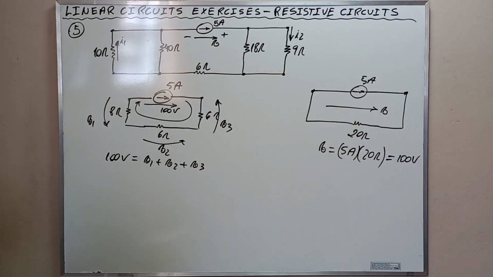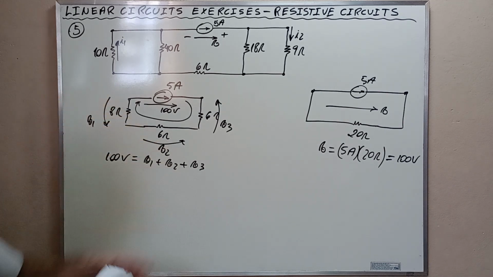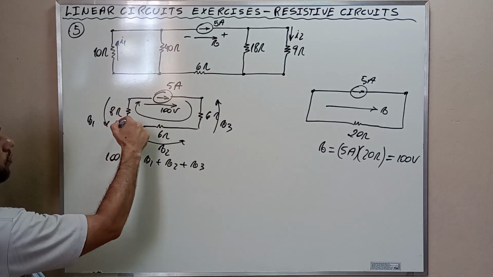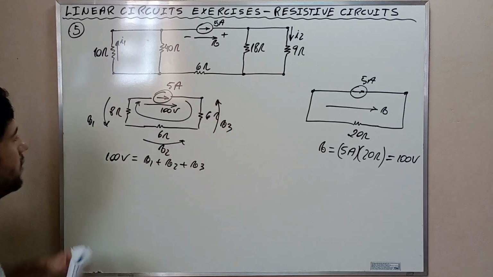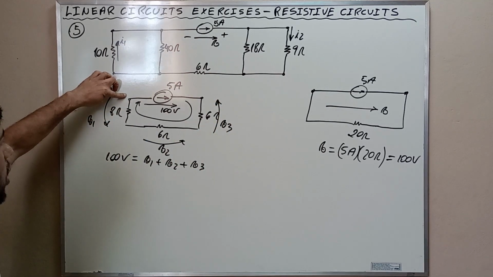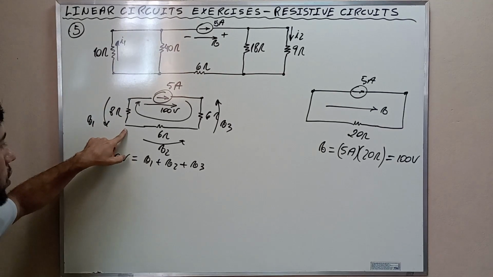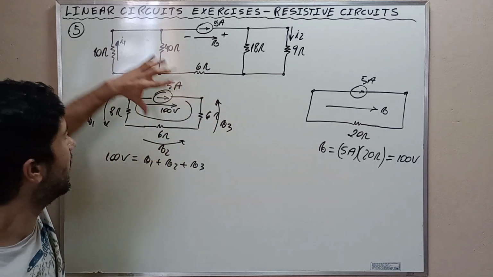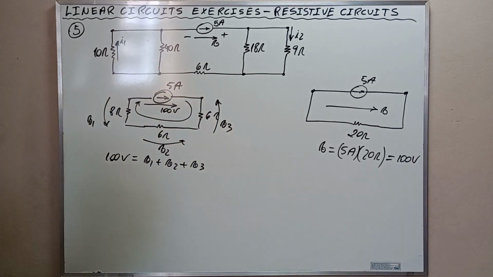Alright? Did you guys understand it? The current is flowing in this direction here, then there is going to be a voltage drop here, here, and here. And the sum of these voltage drops, V1, which is from here to here, V2, which is from here to here, and V3, which is from here to here, has to be equal to 100 volts. Okay, my friends?